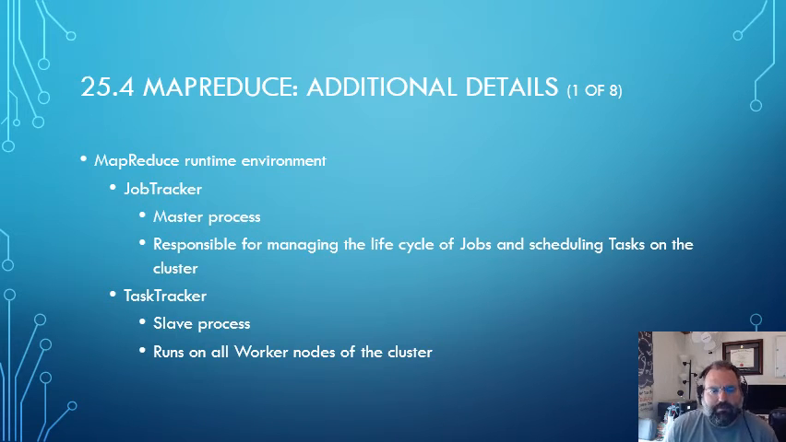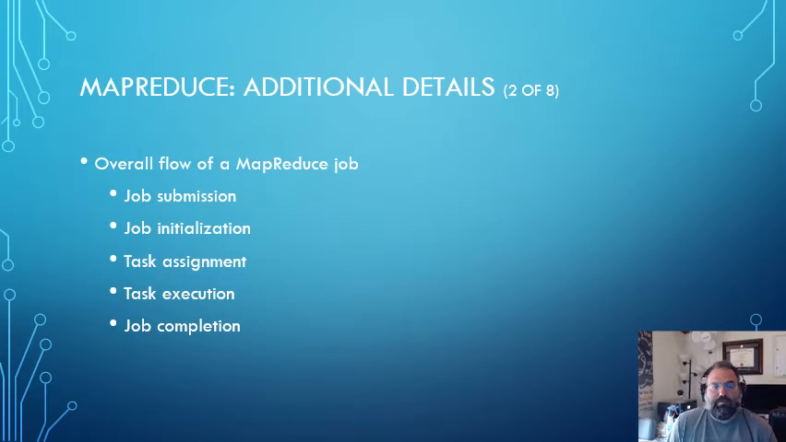Some additional details on MapReduce. You do have a job tracker that keeps track of things, a task tracker that's also keeping track of the individual things that are going on. And there are some overall workflows that are kept and managed and maintained. The overall flow through the system is typically you submit a job, it starts up, it gets assigned somewhere, it gets executed, and then it finishes.